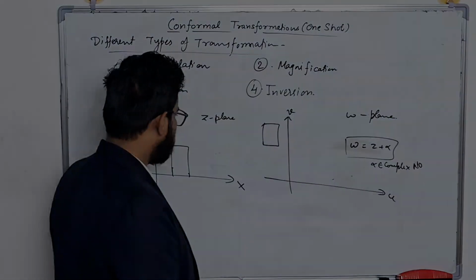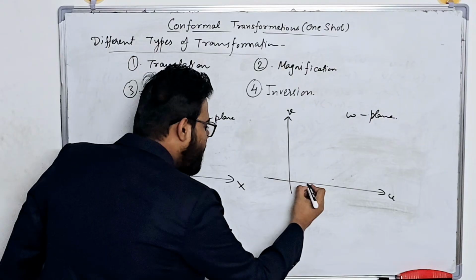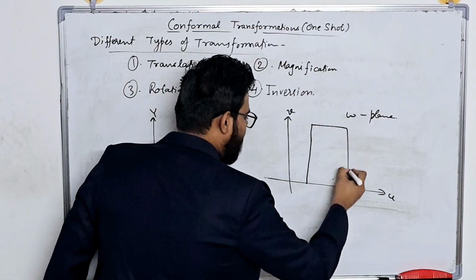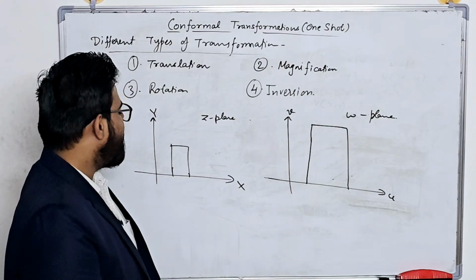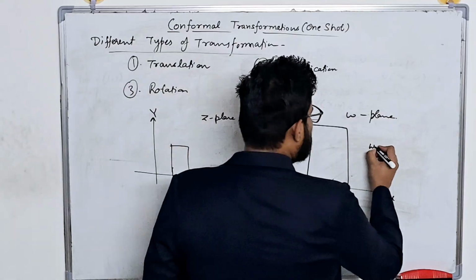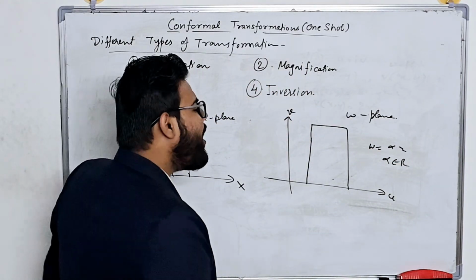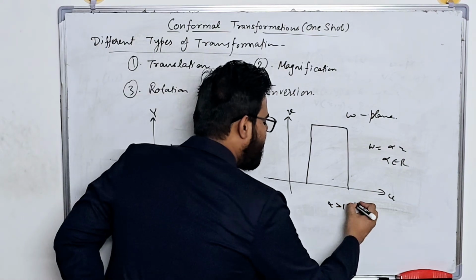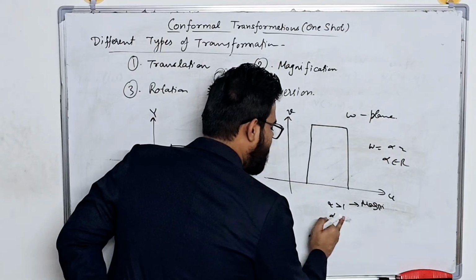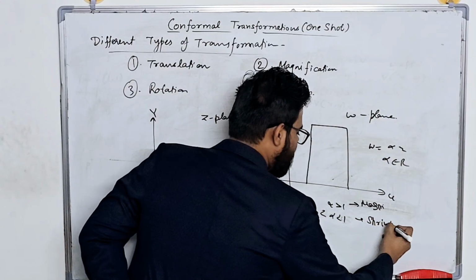Now let's understand magnification also. Suppose this was the rectangle, and at the same place I just increase the size of this rectangle, then this is called magnification. It is given by w = alpha z, where alpha belongs to real numbers this time. Of course, if alpha is greater than 1, then there will be magnification. If alpha is less than 1 and greater than 0, then it will be shrinking.